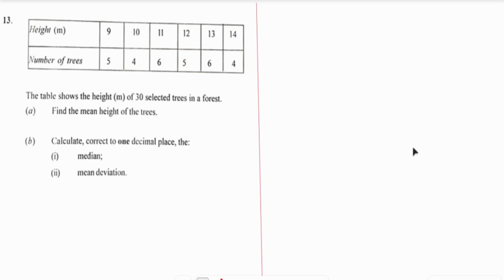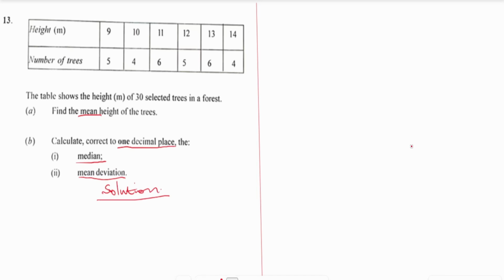As we always do, we're going to find the key terms in the problem. We have the table with two rows, with columns containing the height of the trees and the respective number of trees that has each height. In A, the main thing we are solving is the mean. In B, we are solving for the median and then the mean deviation. Let's not forget that for the B part, each of them should be correct to one decimal place. Now that we have all of these, we are going to start solving the problem.